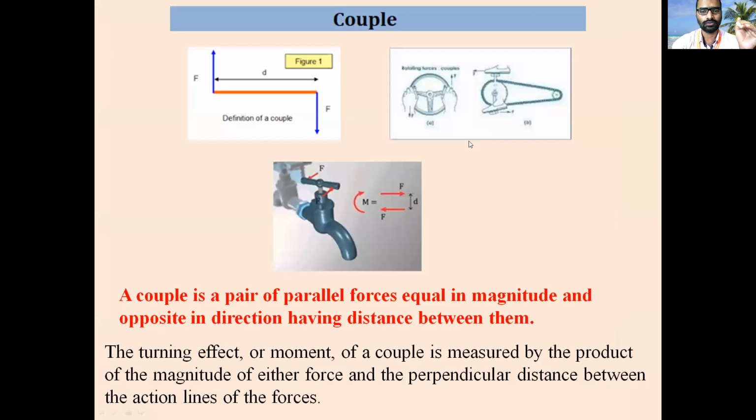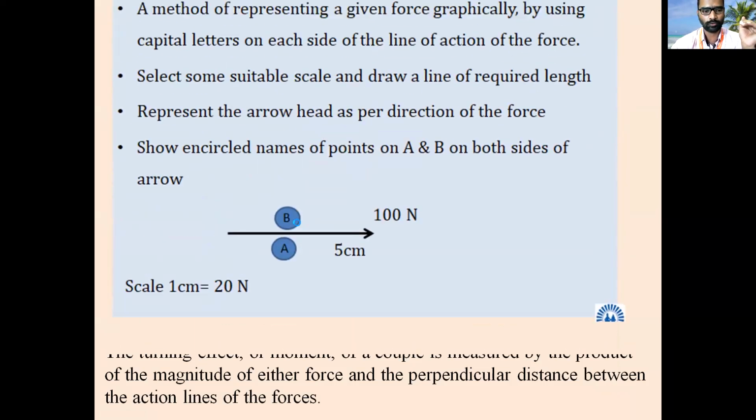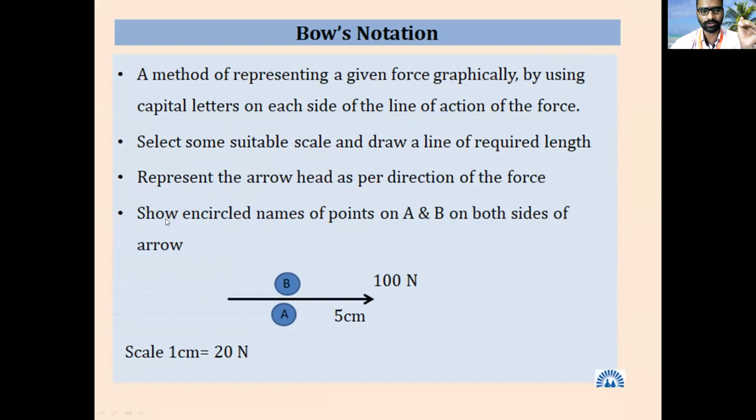Okay. So next, one more important point is couple. Sir, please repeat that last point once more, quickly. Do this one, the last point. Show encircled names. Complete it quickly once more. Do you want the whole thing? Yes, just tell the notation, what it means.